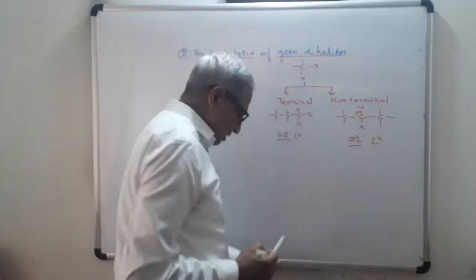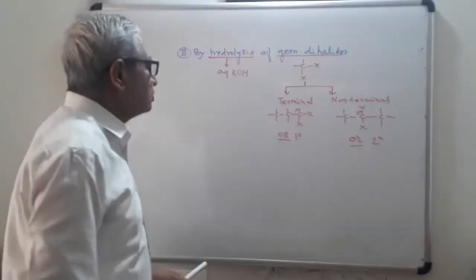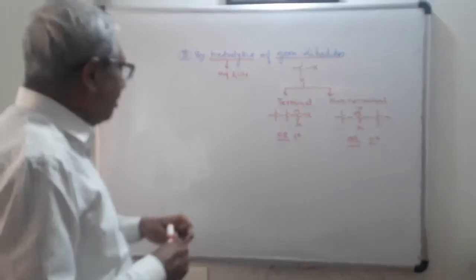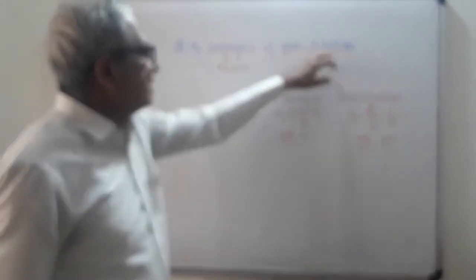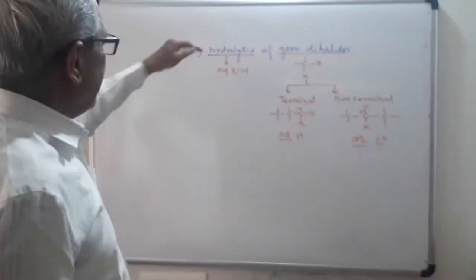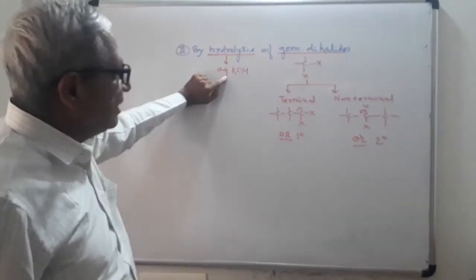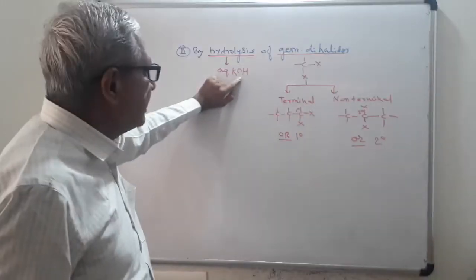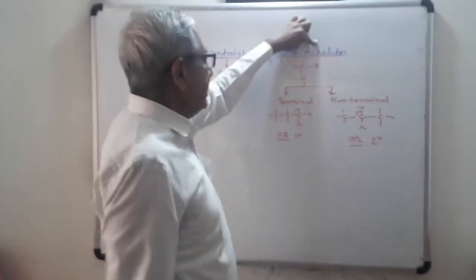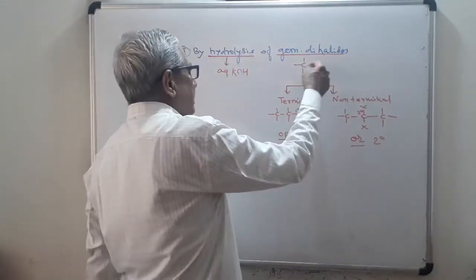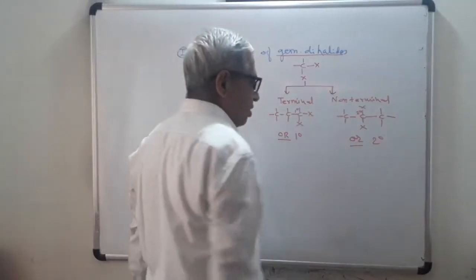It is attached to the two other carbon atoms. So I will set a question on the hydrolysis of geminal dihalides. Hydrolysis uses aqueous alkali such as aqueous KOH or NaOH. Geminal dihalides mean the two halogen atoms are attached to the same carbon atom. These are of two types, terminal and non-terminal.